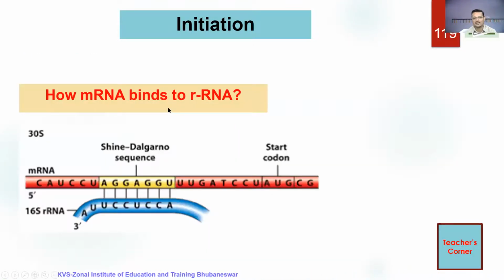But there is a question normally asked: how does it recognize where to bind, right? So in mRNA, you have already read about UTRs, untranslated regions.